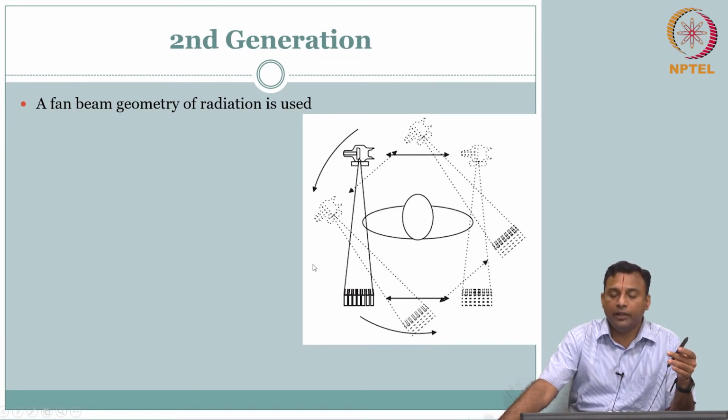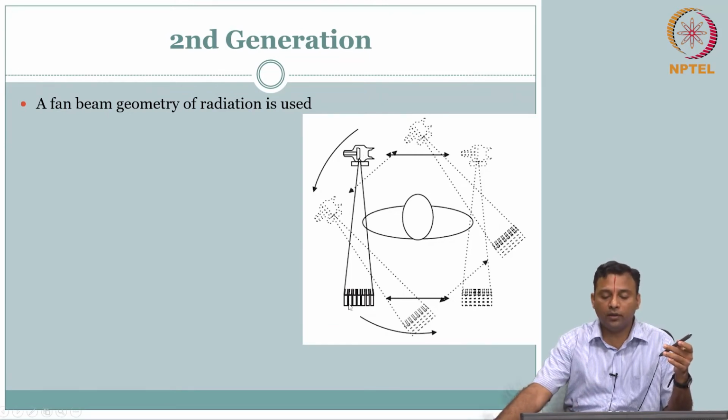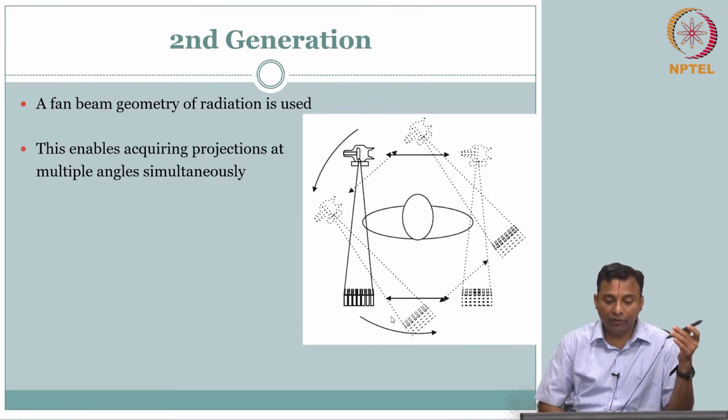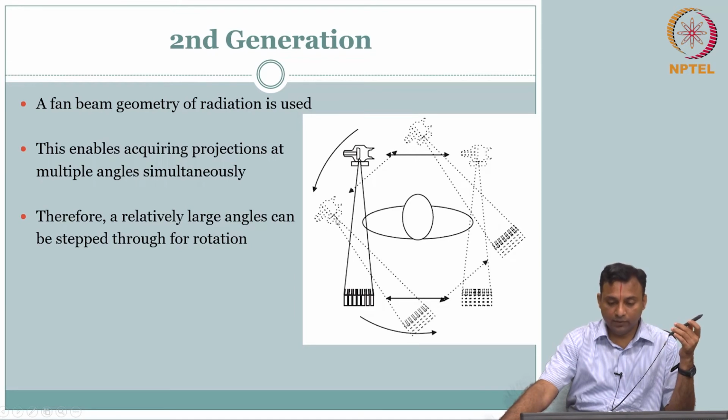How did it impact? It brought down the time naturally, right, because your stepping size was reduced, the number of steps that you need to do reduced, because in one go you got a few more. Okay. So, it did have a very good effect. This enables acquiring projections from multiple angles simultaneously, and therefore, you could do faster. Okay. So, a large angle can be stepped through for rotation.